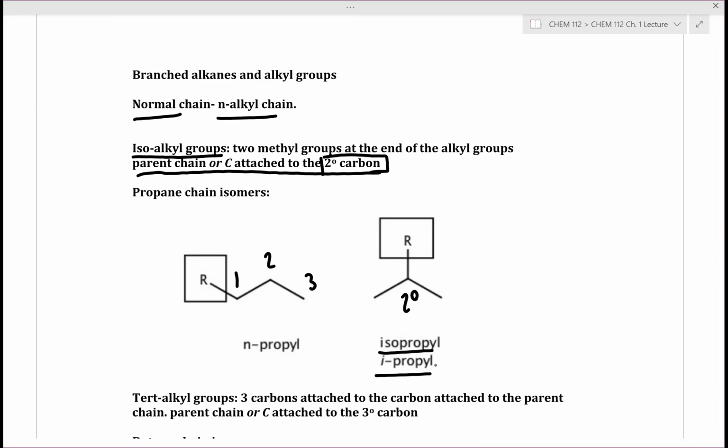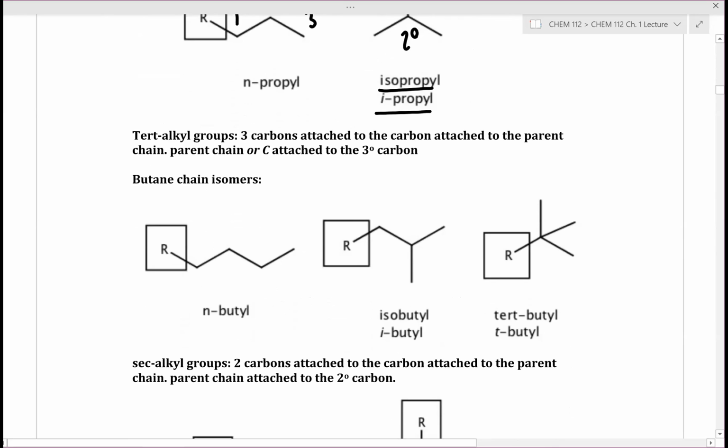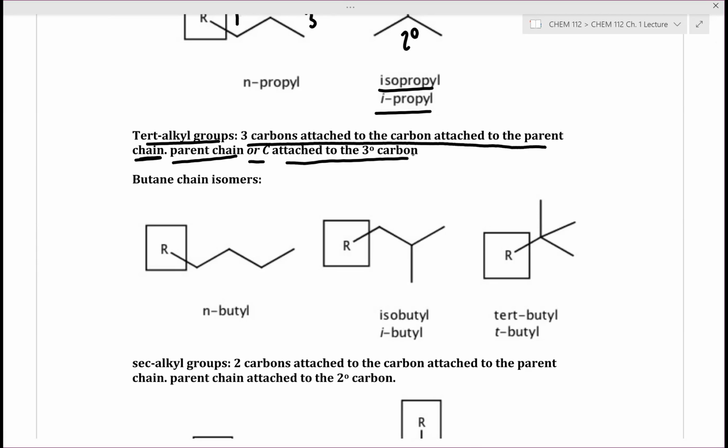Or in this case, quite simply, more straightforwardly, the second carbon in the propyl chain. Now, another potential constitutional isomer you can generate is best seen when we start looking at the butyl chain constitutional isomers. So a tert alkyl group has 3 carbons attached to the carbon attached to the parent chain. In other words, I like to think of it that the parent chain or carbon is attached to the tertiary carbon. Okay, so let's look at all the potential butane chain isomers. So we have our N-butyl chain, which is our normal straight chain. It's butyl because we have 1, 2, 3, 4 carbons. 4 carbons, butane, butyl chain.